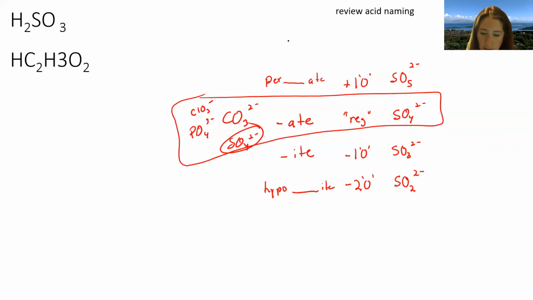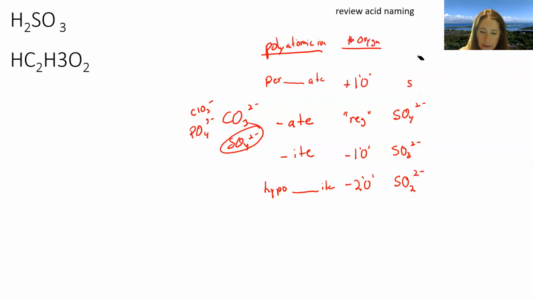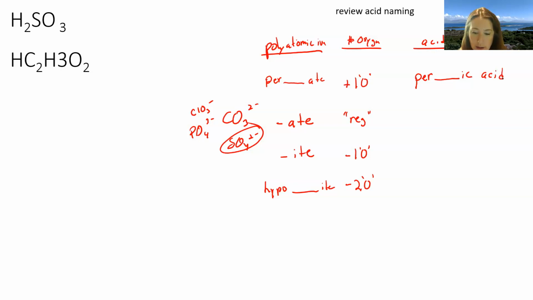So this is going to be the polyatomic ion. This is the number of oxygens. Okay, so now I'm going to show how you do it with acid naming. Here are the acids. In an acid, the ates all become ics. So this becomes per-ic acid.